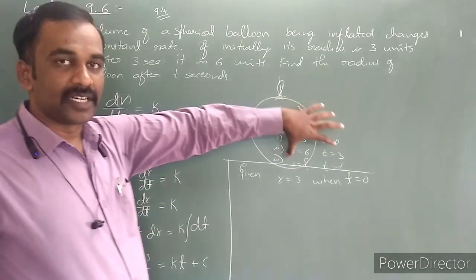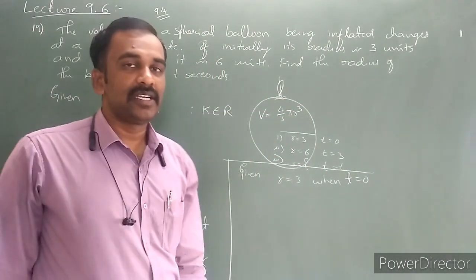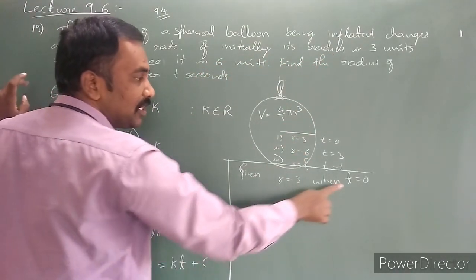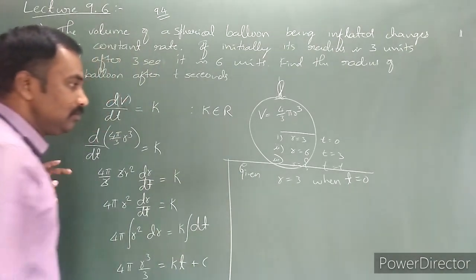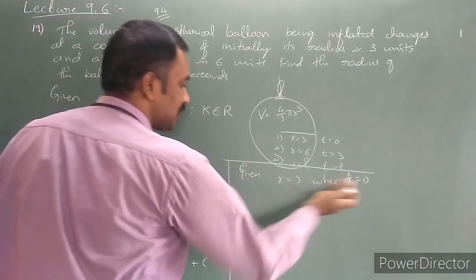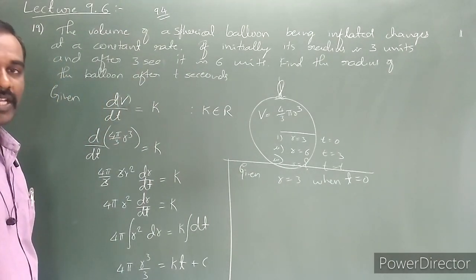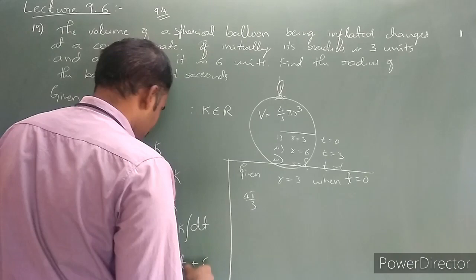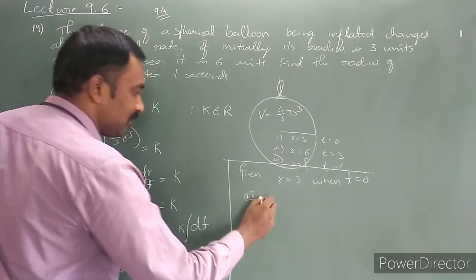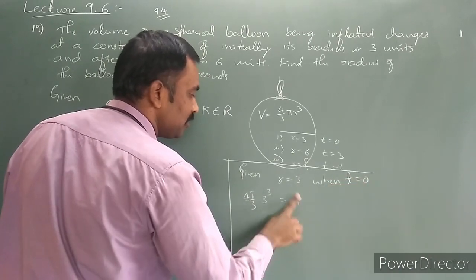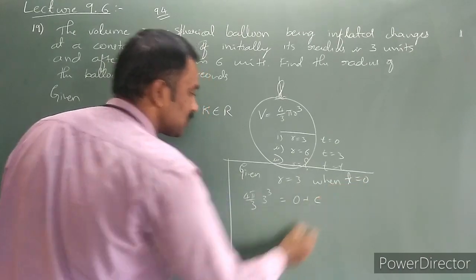For your reference, I did the rough work here. So given the radius is 3, initially its radius is 3 units. Initially means time is 0. At that time the radius is 3 units. Replacing the t and r values in equation number 1, what happens? 4 pi by 3, r cube is nothing but r value is 3, 3 cube, is equal to k into t value 0. This becomes 0 plus c.